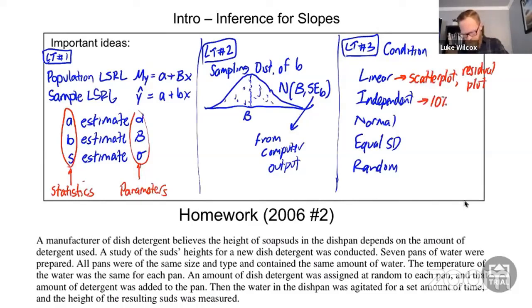Independent condition is the 10% condition. We check that when we're sampling without replacement. For the normal condition, you're going to check the dot plot of the residuals, or a histogram, or a box plot. For equal standard deviation, you're going to check your residual plot. And what you don't want to see is those residuals getting bigger as you move to the right or smaller as you move to the right. And then random, we know this one, we just need a random sample.